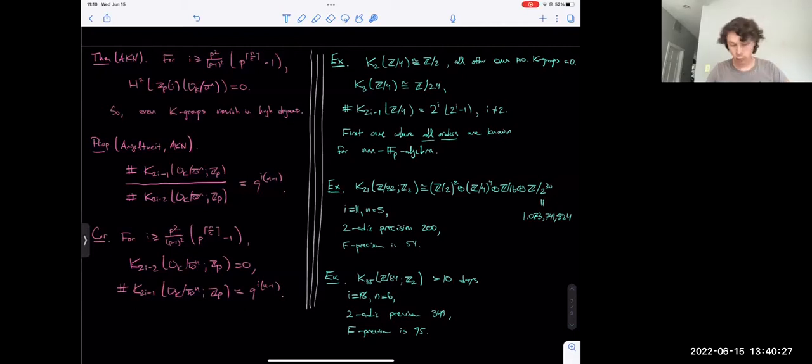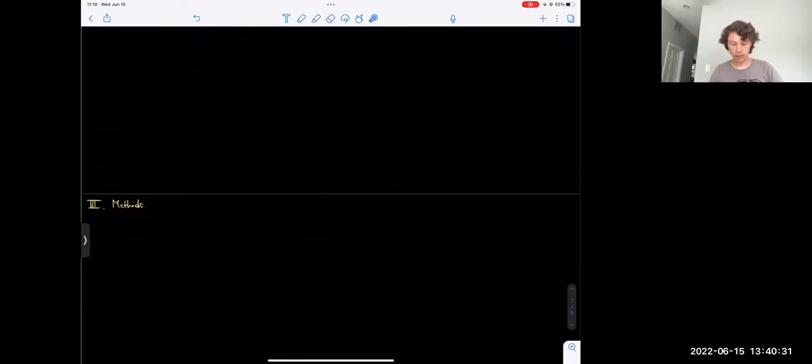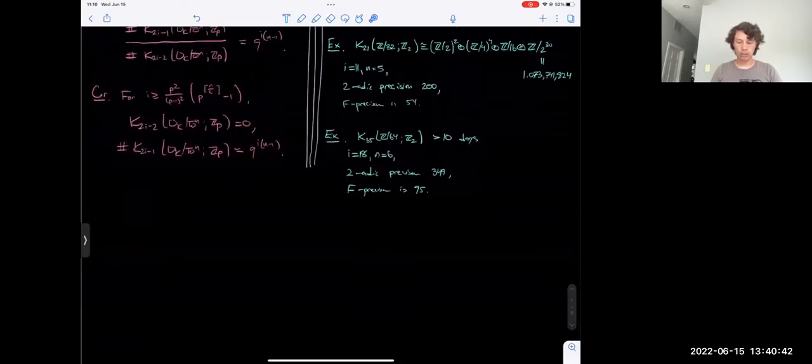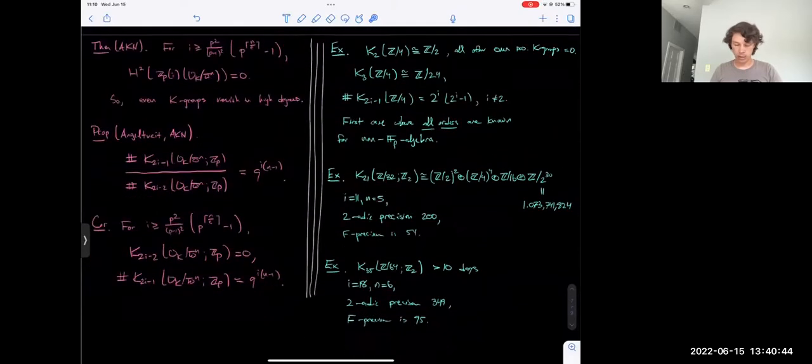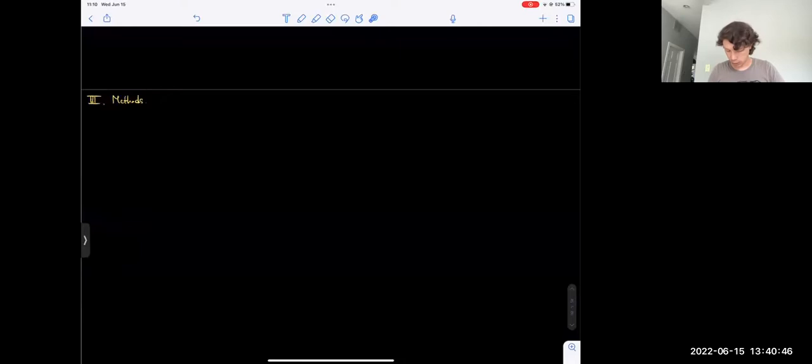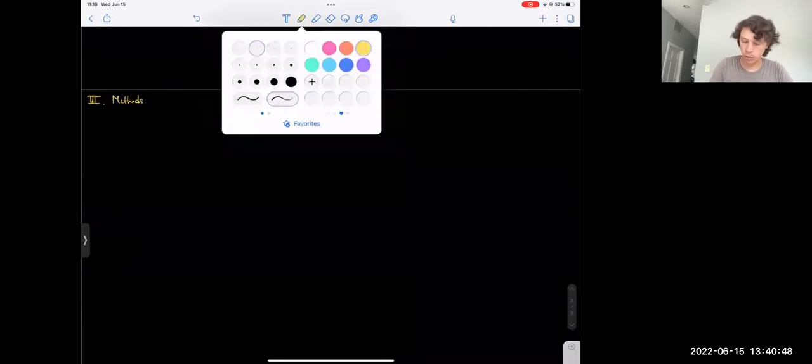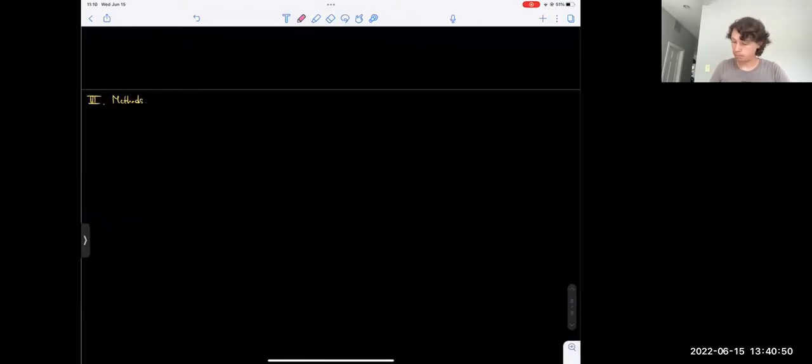Okay, so for the methods, I didn't pre-write it, partly so I can answer the questions that people actually have about the methods and see where it takes us. The goal is to compute these syntomic complexes. So we want to understand these a little bit theoretically.